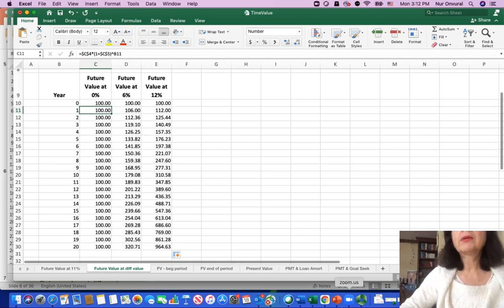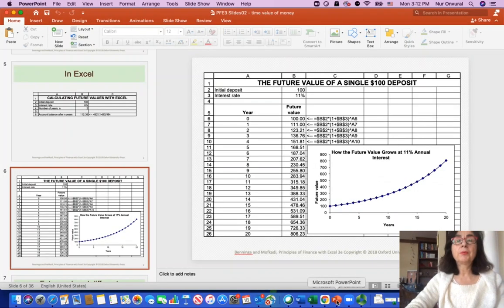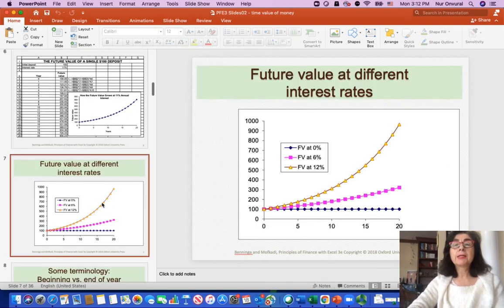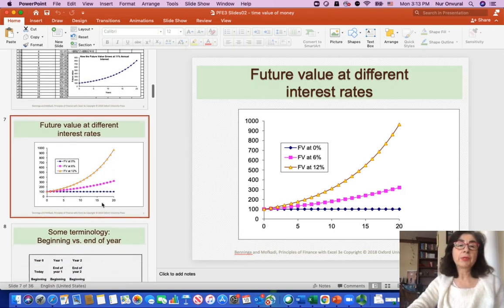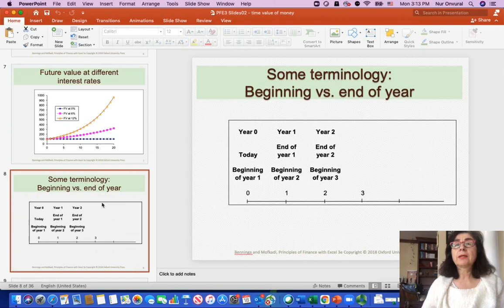So let me go back to my PowerPoint presentation. You can see that you can also create the chart for these different future values at 0% and at 6% and 12%. Now, the other thing that we have to pay attention to is beginning of year versus end of year.